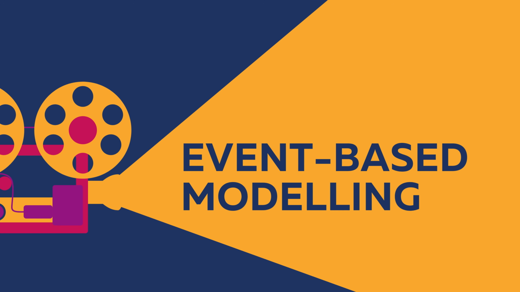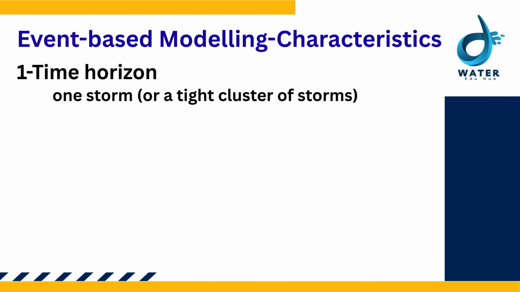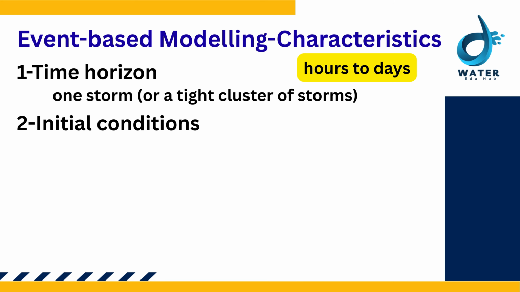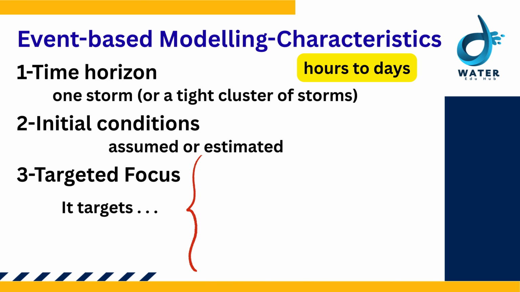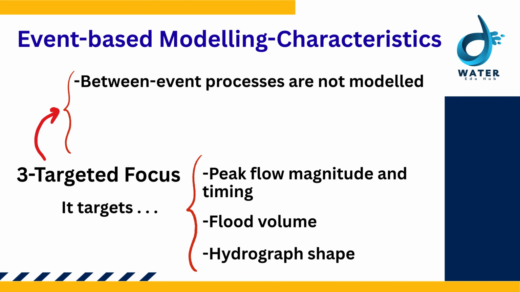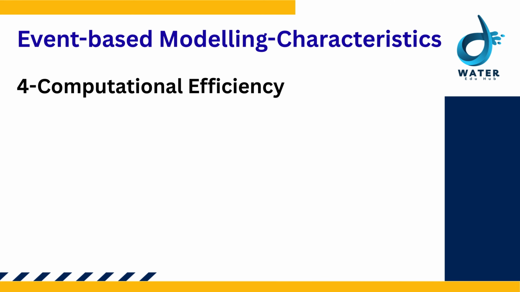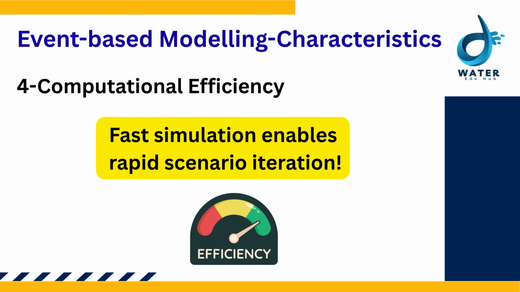Now let's move to event-based modeling. The core characteristics are as follows. First, time horizon. It is generally one storm or a tight cluster of storms, typically ranges from hours to days. Second, initial conditions. They are generally assumed or estimated. Third, targeted focus. This modeling approach generally targets peak flow magnitude and timing, flood volume, and hydrograph shape. Between event processes are not explicitly modeled. Similarly, water balance may not necessarily be met, as evapotranspiration and deep percolation are often ignored. Fourth, computational efficiency. Fast simulation enables rapid scenario iteration.